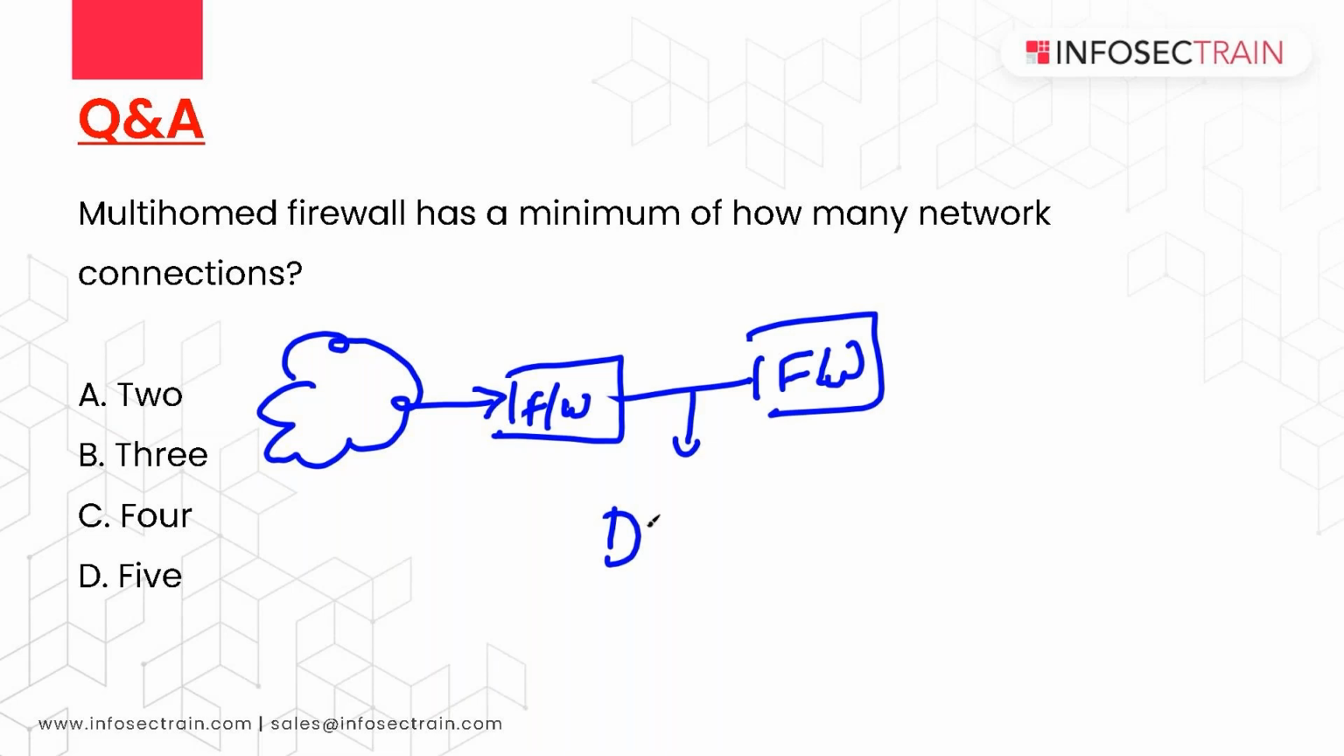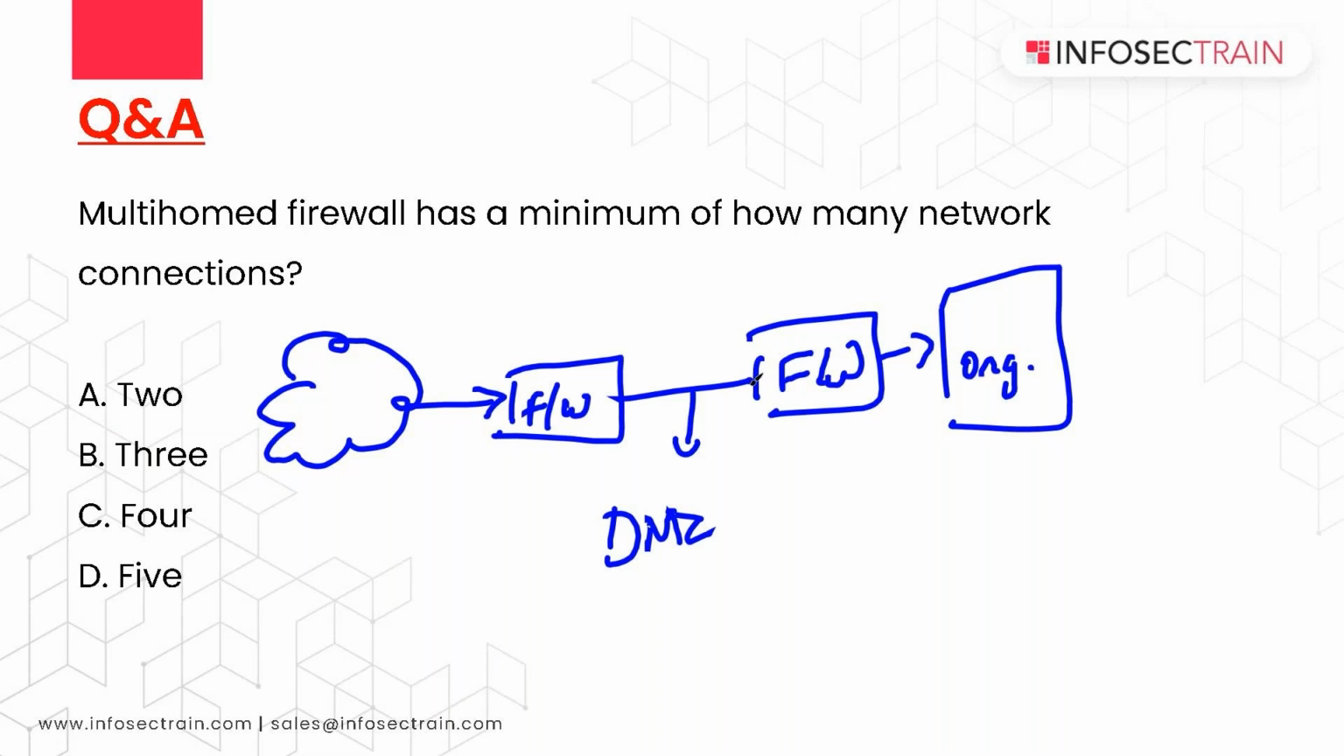Then we will be having a DMZ, a demilitarized zone. Then we will be having the organization, the internal network, right? So over there, we should be having a minimum of two interfaces, right? That is your ingress and the other one is your egress, your incoming and your outgoing.